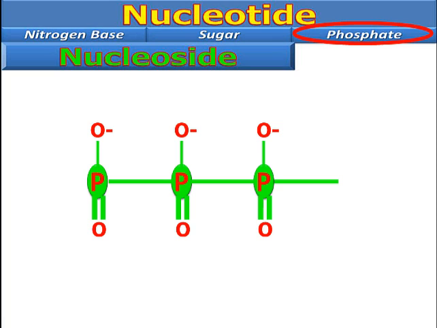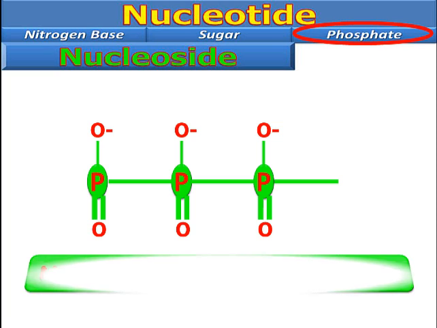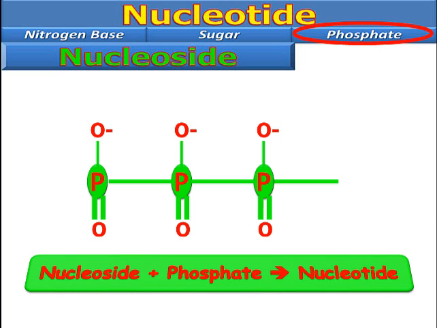I would like to draw your attention to 3 important points regarding phosphate. First of all, the negative charges being carried by the phosphate group. The second point is the high energy bond of phosphate. The last and very obvious one is the fact that nucleoside does not have phosphate. And when phosphate is attached, this is called nucleotide.